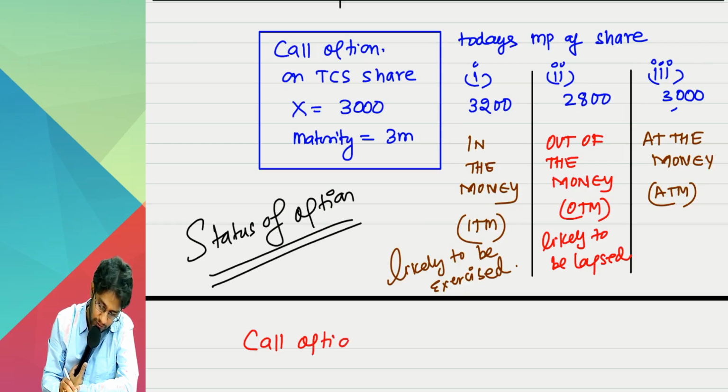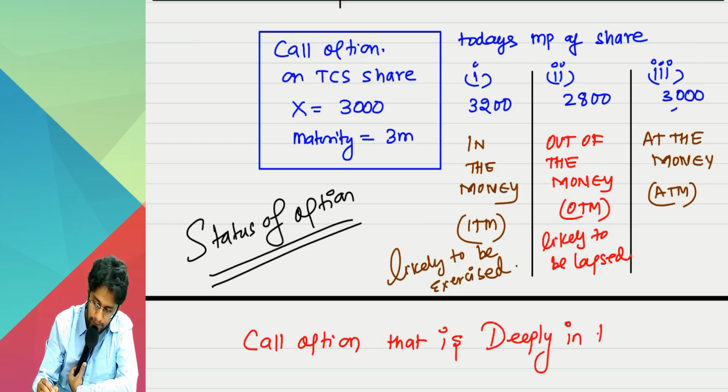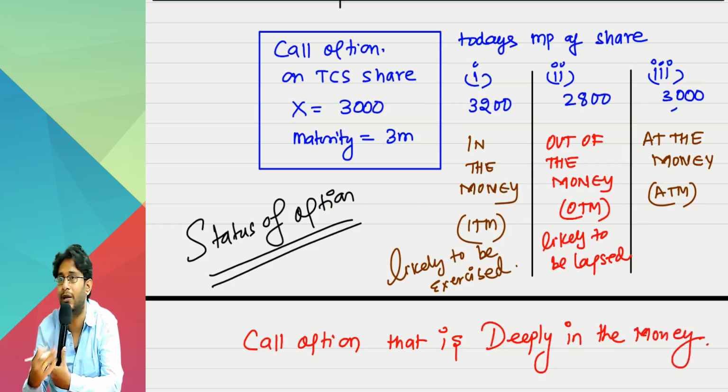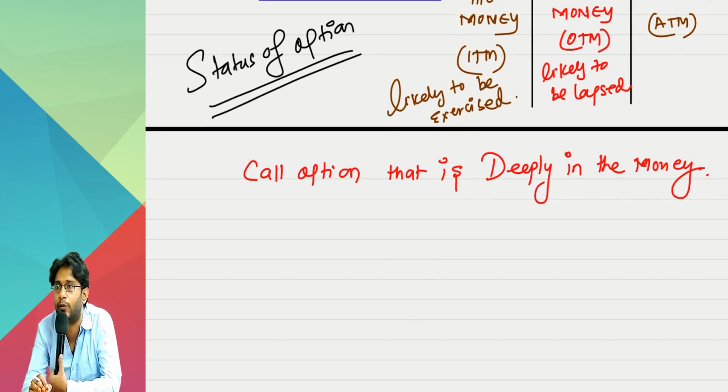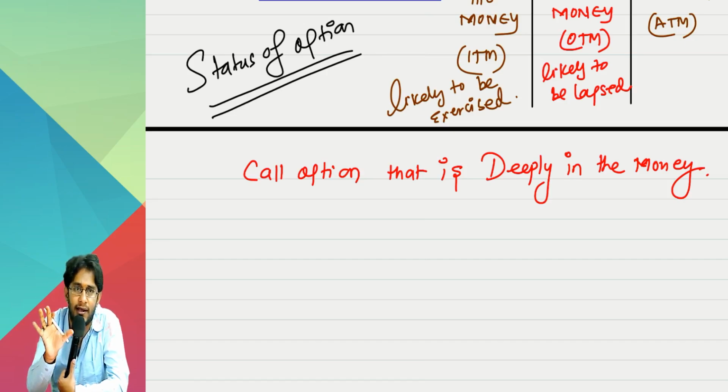There is a call option that is deeply in the money. What does it mean? What does it signify? When I use the word deeply in the money, what does it signify? Highly likely to be exercised. In the money means likely to be exercised. Deeply in the money means very high chance of option getting exercised. Do you understand the word deeply in the money?